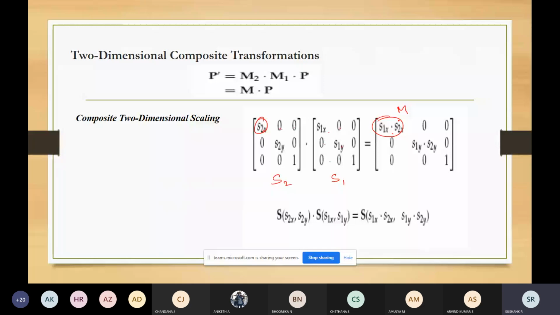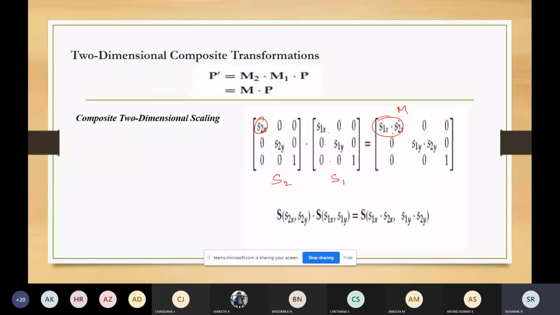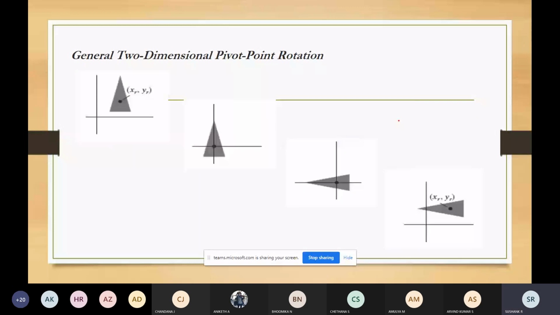For rotation also, you can verify that the rotation is additive. Additive means you are adding the angles. And for scaling also, you know that you need to multiply those two scaling factors. So after this, you are rotating.